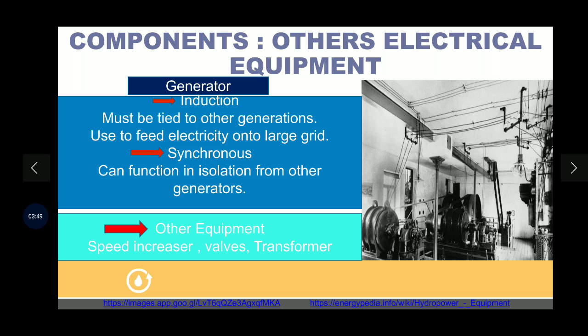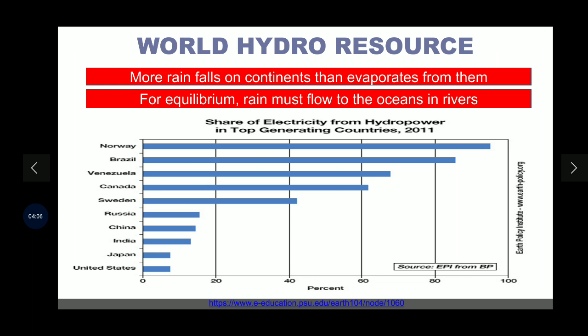And then other electrical equipment like the generator: an induction generator must be tied to other generation used to feed electricity onto the large grid. A synchronous generator can function in isolation from other generation. Other equipment includes speed increasers, valves, and the transformer. And here is a small graph which gives the data on the share of electricity from hydropower in the top generating countries in 2011. This is the latest data which I got from earthpolicy.org.